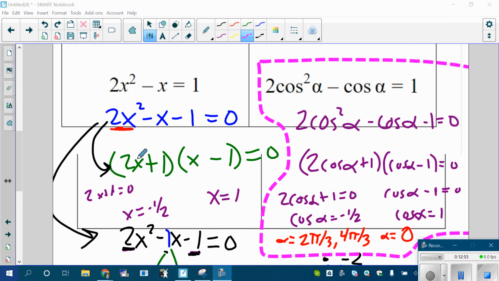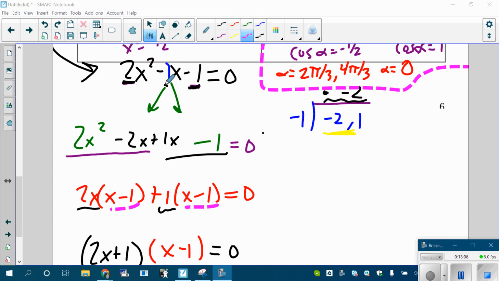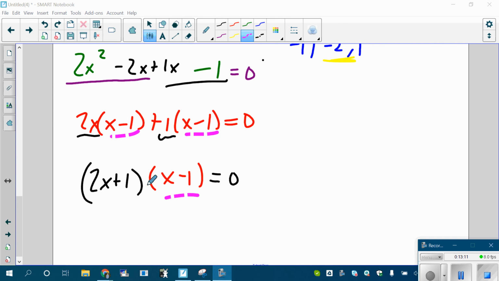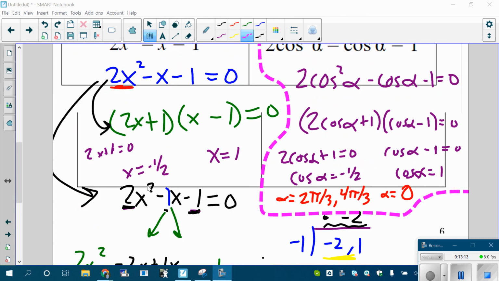Okay. So there was 2 cosine squared of alpha minus cosine of alpha equals 1. I moved it all over to the same side. I factored it. Again, if you want to switch the cosines of alphas to p's or something, so that you can make sure that you factor it right and do the split the middle thing, that's okay. That's totally fine. I want to make sure that you get it factored right. Set each individual factor equal to 0. I figured out my solutions are going to be where cosine equals negative 1/2 and cosine equals 1.